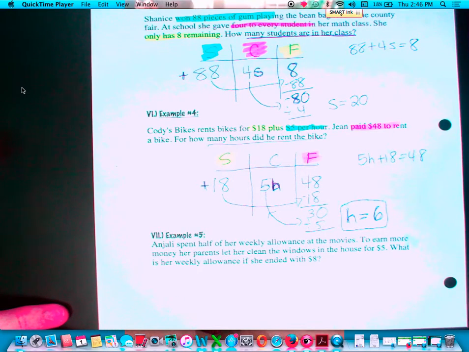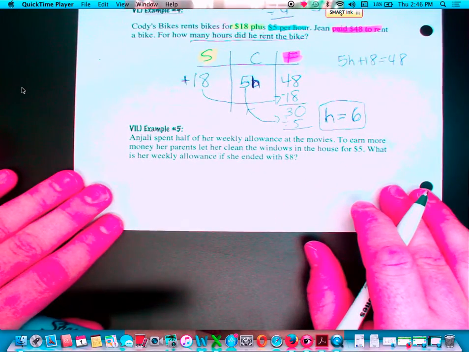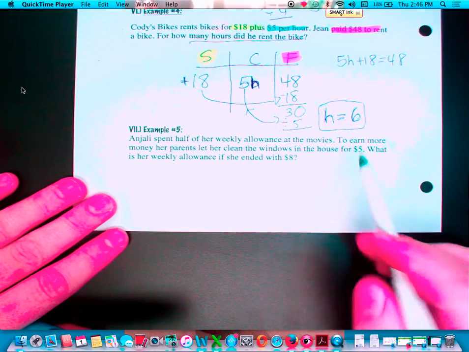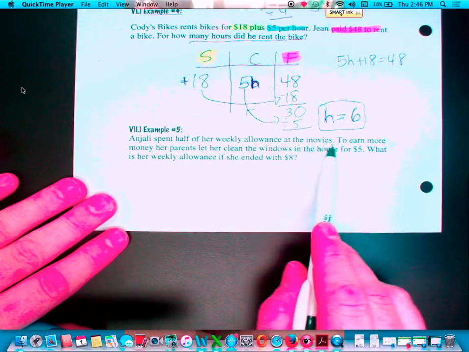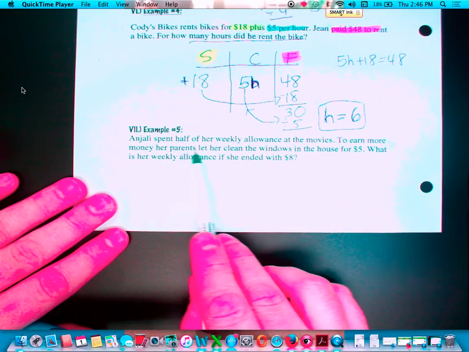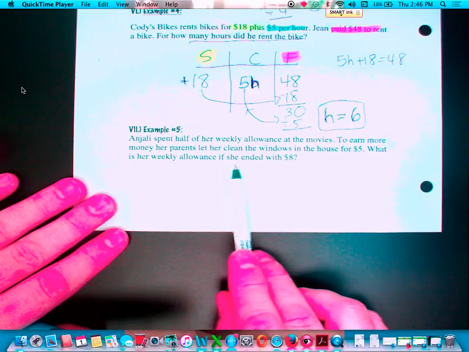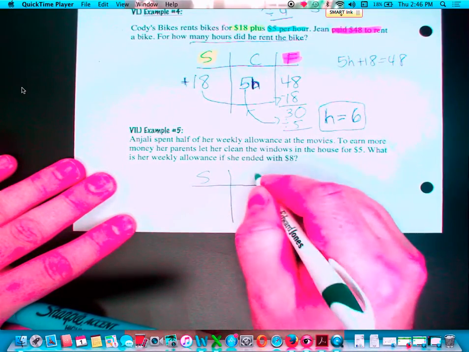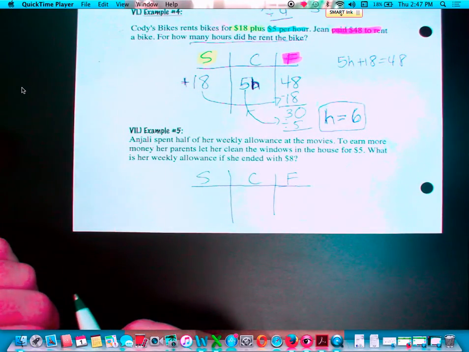Okay? The last one that we're going to do here is an example that you can use. It says Angeline spent half of her weekly allowance at the movies. To earn more money, her parents let her clean the windows in the house for $5. What is her weekly allowance if she ended with $8? So we're going to put start, change, and finish.